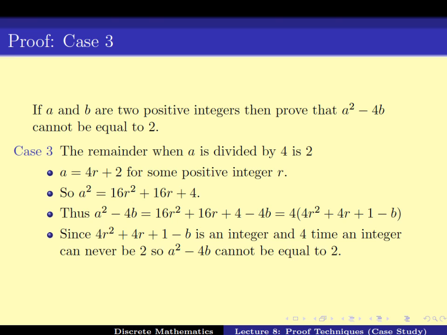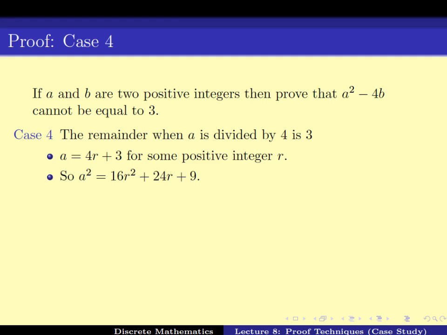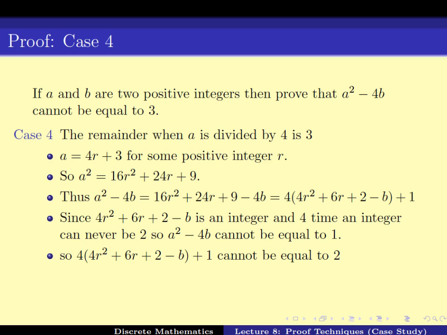And now this brings us to the last case, which is the case where the remainder is 3. Again here, A is equal to 4r plus 3. So A square is 16r square plus 24r plus 9. Now, here, you have to break this 9 as 8 plus 1. And then you realize that this is 4 times (4r square plus 6r plus 2 minus b) plus 1. Again, it is 4 times an integer plus 1, and hence this cannot be equal to 2.